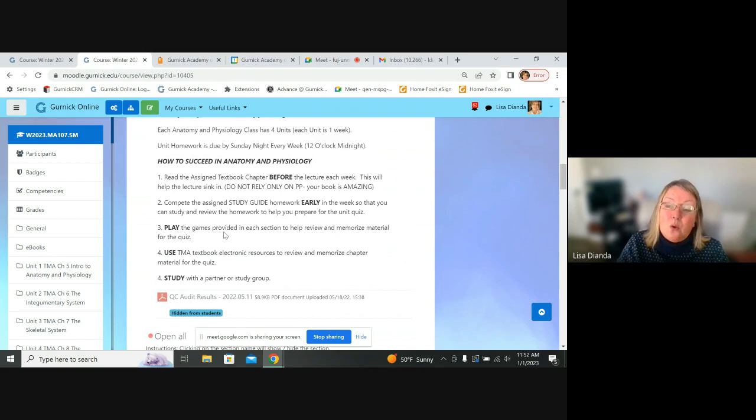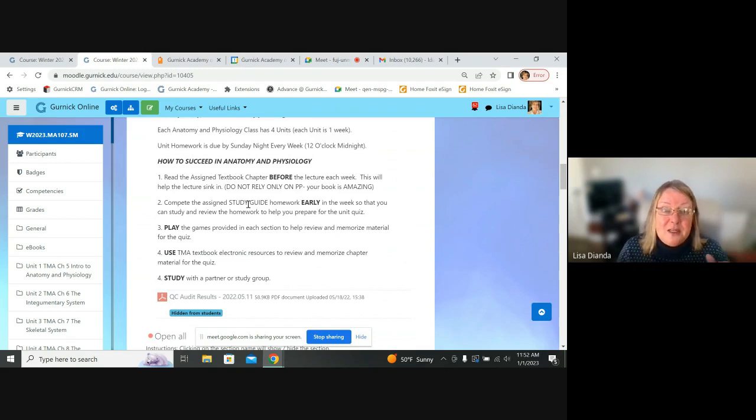By coming to school and setting this time aside to learn, really take advantage of this textbook and read and learn and listen, and let anatomy and physiology sink in, right? So read the textbook, complete the study guide, do it early because then you can use that as review.